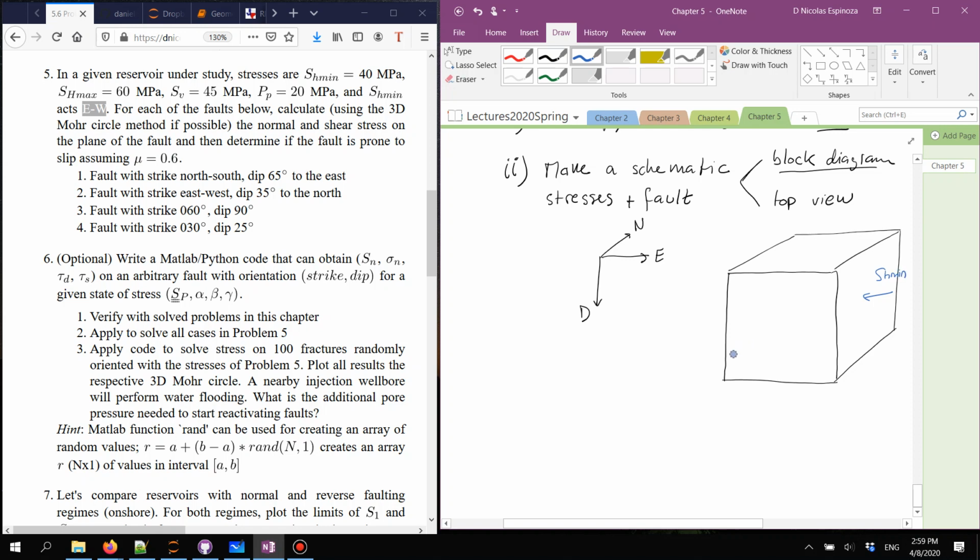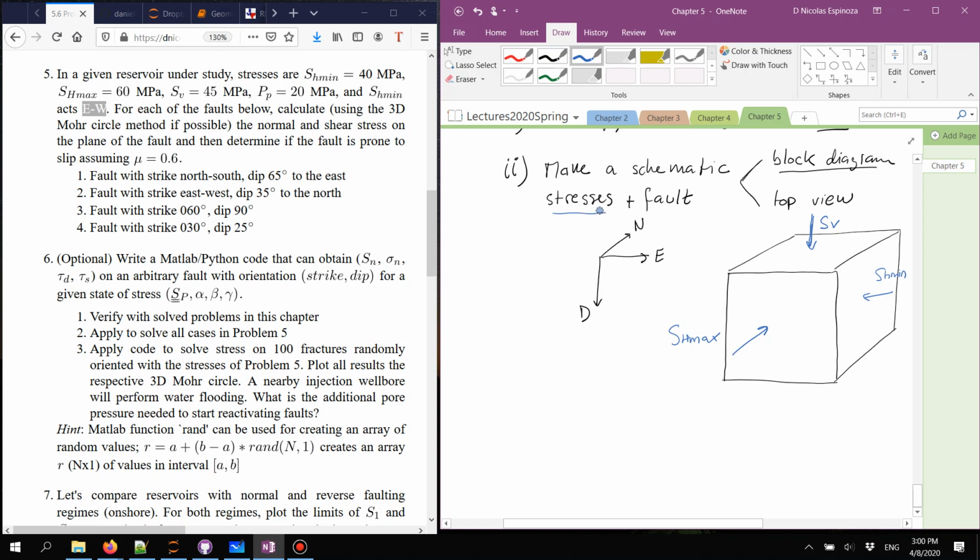Perpendicular to that, we're going to have SH max. And the third one, SV, is going to be applied on the top face, and this is going to be the intermediate principal stress. Okay, and now we have the schematic of the block diagram with all the stresses.